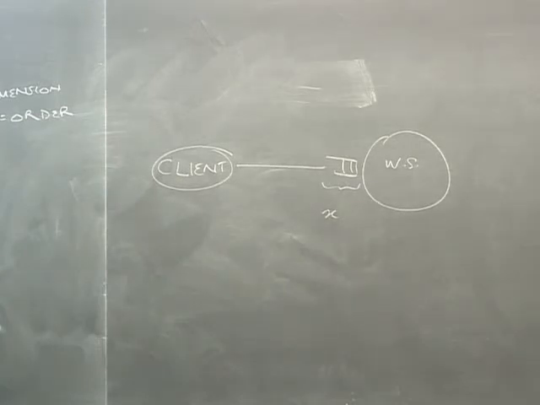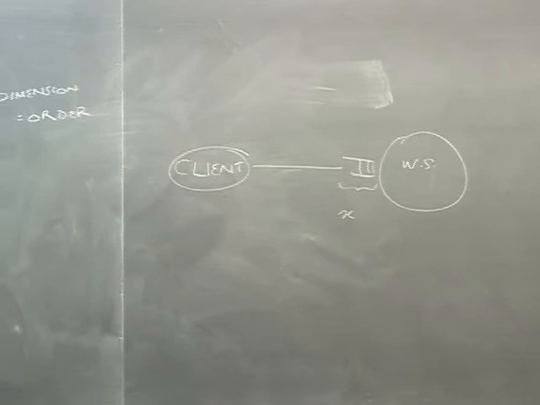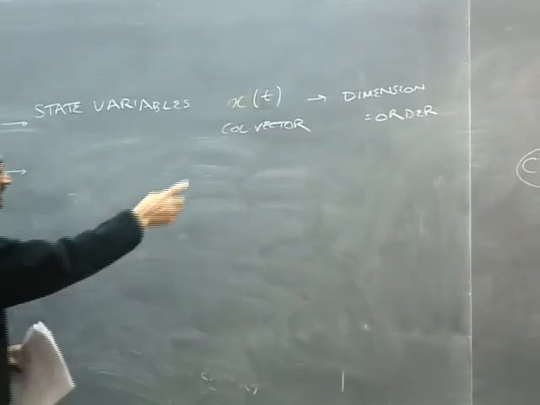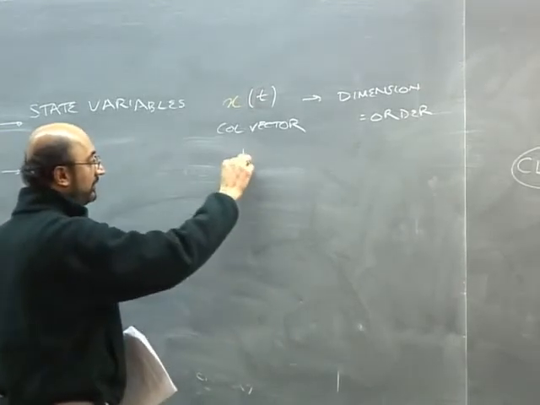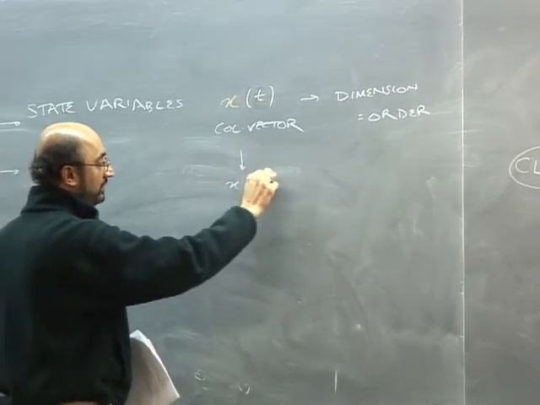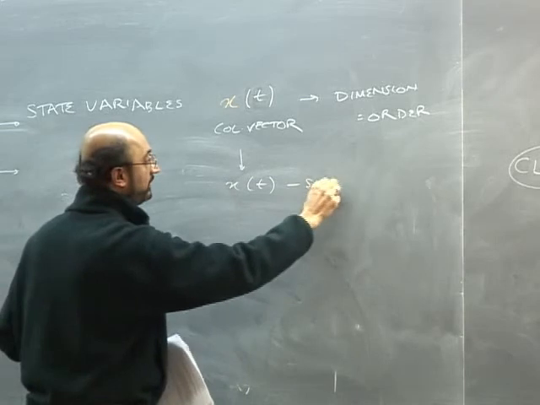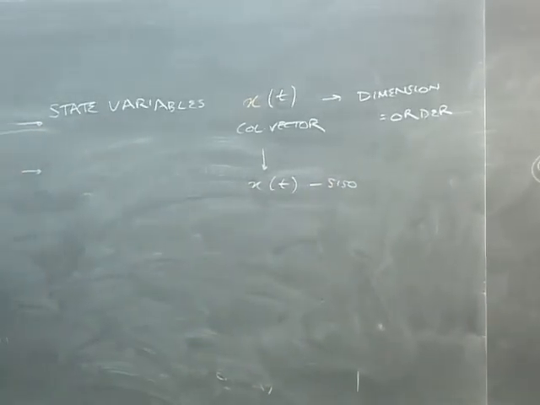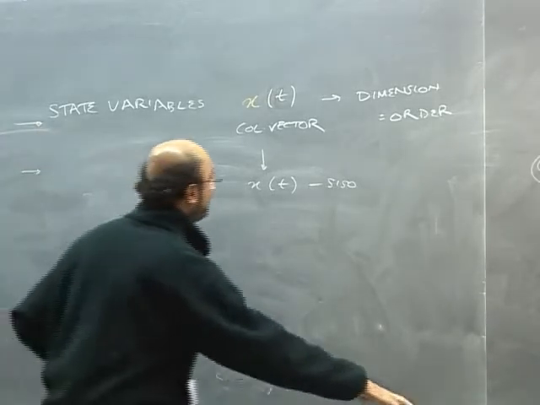Now the order says, okay, let's look at a case of a single input, single output system. Then in the case of a single output system, we only have x of t, because this is single input, single output. And so I'm sorry. Take it back.